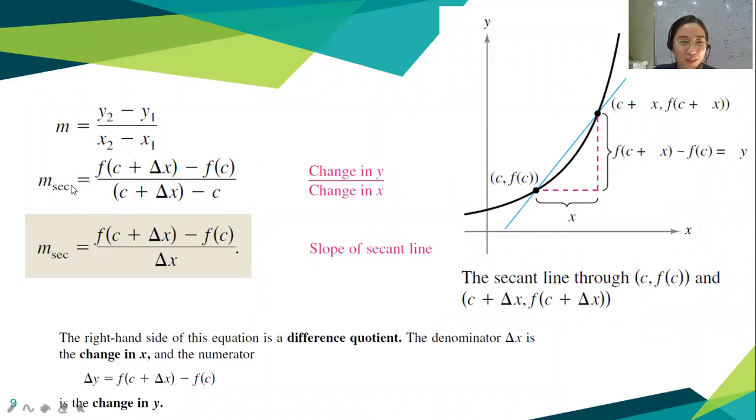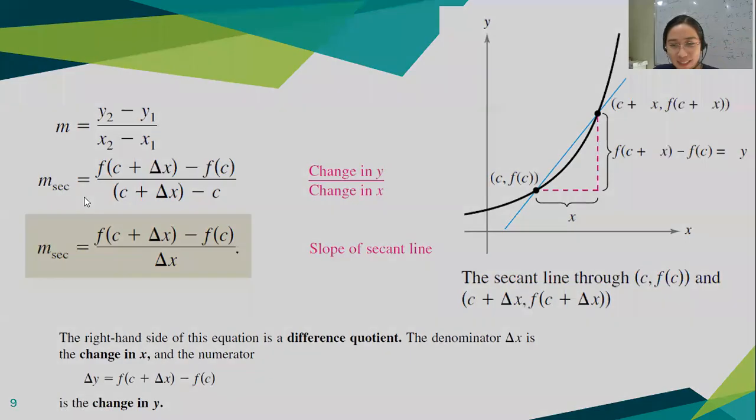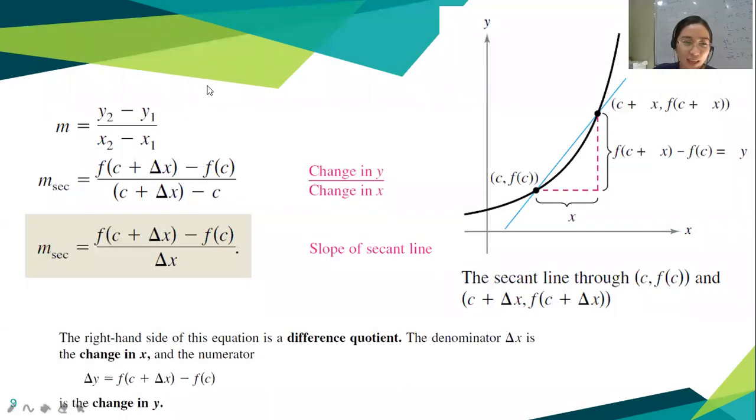So anyway, if we substitute those points from earlier into our equation, where our y sub 2 is f of c plus delta x, minus f of c, which is our y sub 1. Then our x sub 2, which is c plus delta x, minus our x sub 1, which is c.